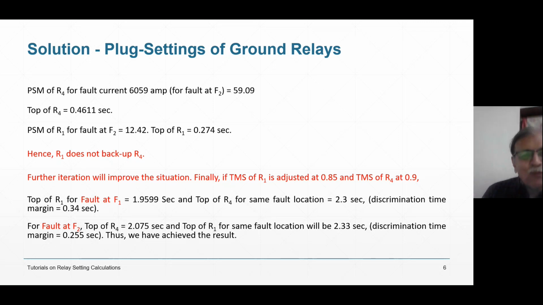Now at F2, for another fault, top of R4 is 2.075 and top of R1 for the same fault location is 2.33. 2.33 minus 2.075 is 0.255, which is more than 0.25. After many iterations, which I have done, I am not writing them here because my presentation would be too long and I want to limit it to 30 minutes. You can do this exercise yourself. If you do it, then only you will understand, my dear friends.